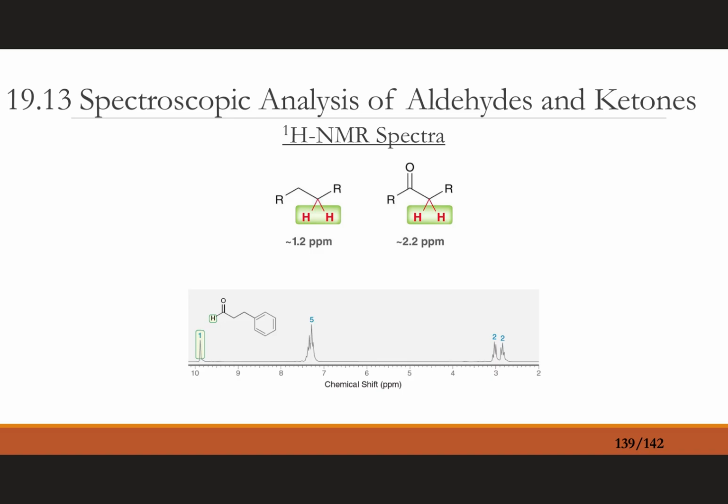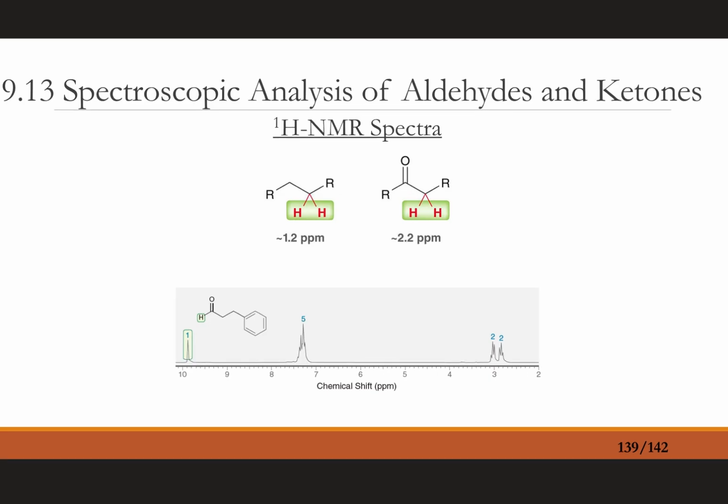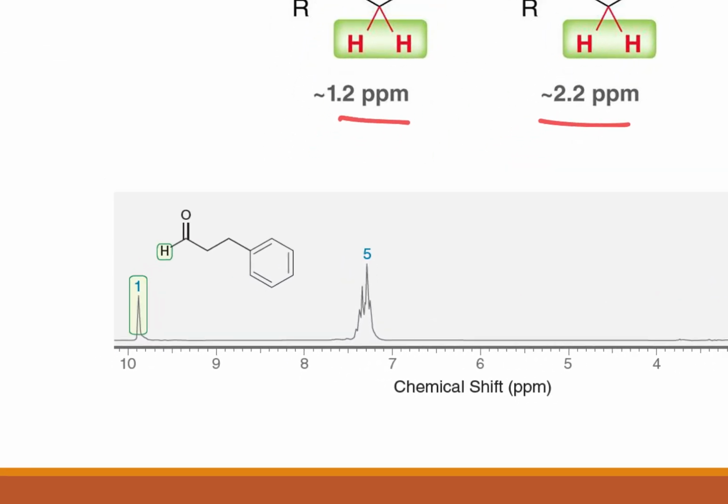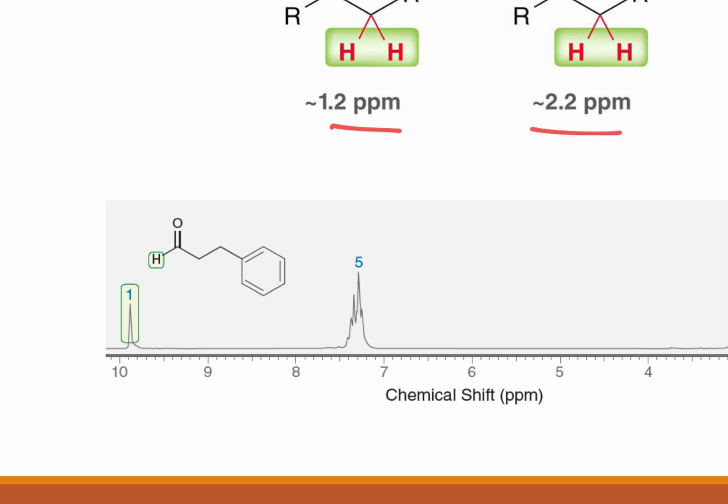HNMR spectrum here, we have some alkyl group at 1.2 and 2.1 for that methyl ketone. And then at the bottom, we have this, what is that, 1, 2, 3 carbons. So that would be 3-phenyl propanal.